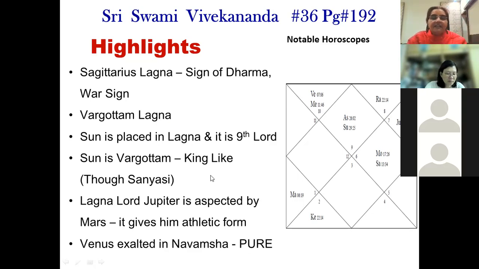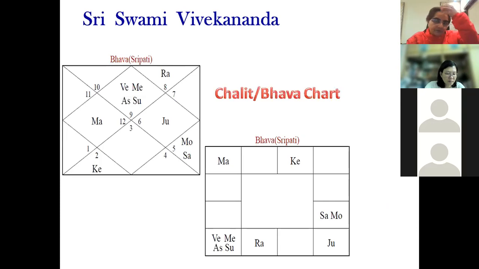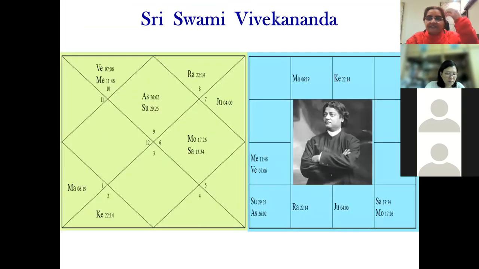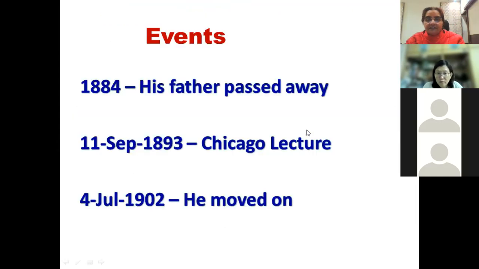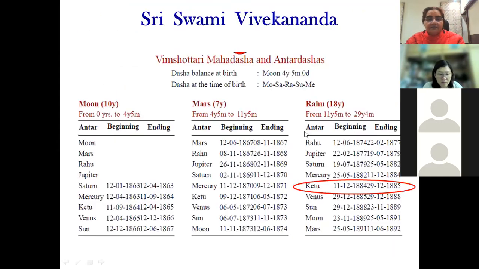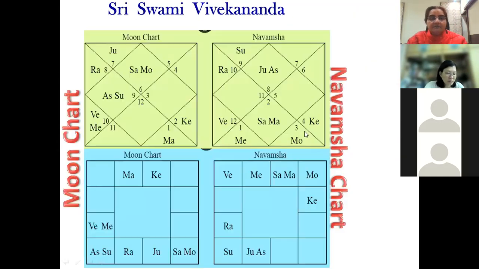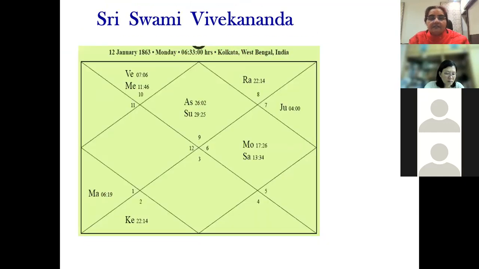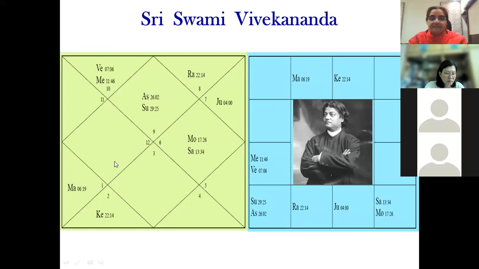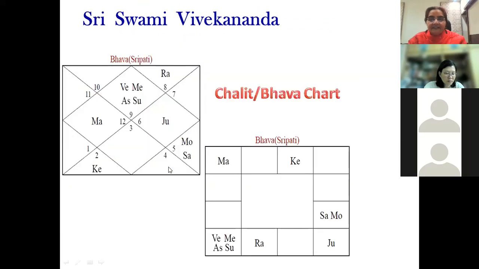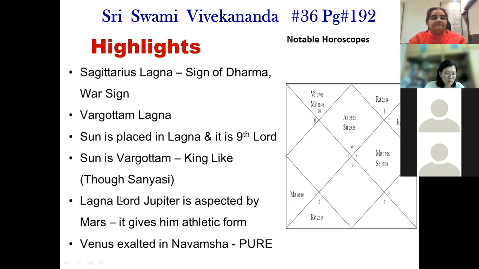Though he was a sannyasi, a monk, his personality was just king-like. If you see the way he used to cover his head, this picture I have taken differently. You can find other pictures on Google. So he used to dress up like a king. Though a sannyasi, he used to dress up well. You can say rich.